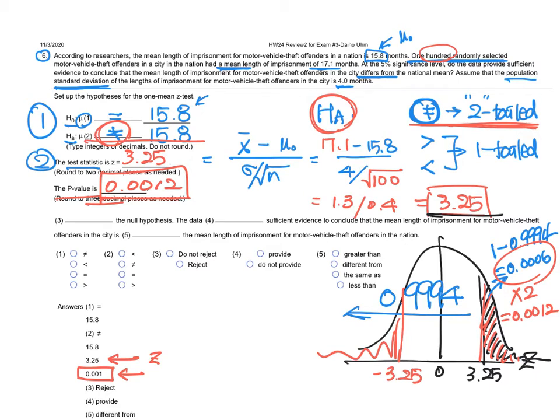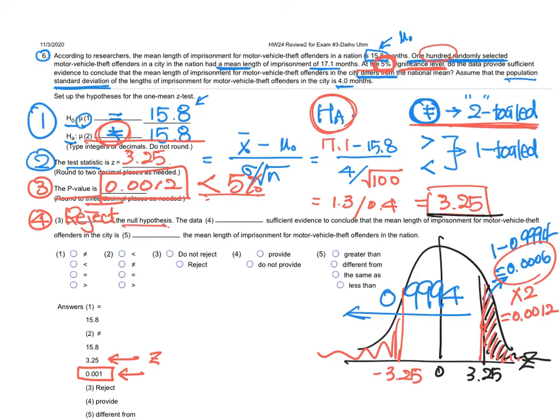Now alpha, the significance level, was given as 5%. Absolutely the p-value is less than 5%, so we reject the null hypothesis. The p-value was step number 3 and the decision is step number 4, because the p-value we got is less than alpha 5%, so reject the null hypothesis.